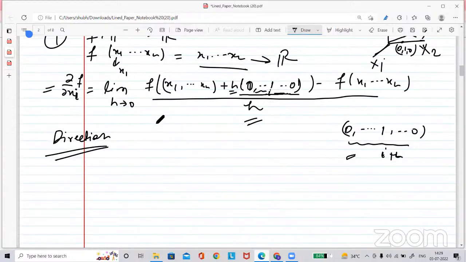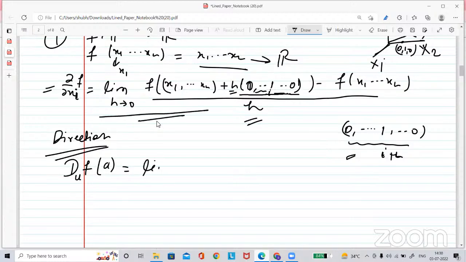The definition in that direction is denoted as D, the derivative in the direction of u, of the function f at some point where we want to find the directional derivative. Let's assume that point is a. It is written as the limit as h goes to 0 of f of a plus h u minus f of a, upon h. Please match this with the earlier definition. There is no difference, only a small one: the unit vector is replaced with that u.